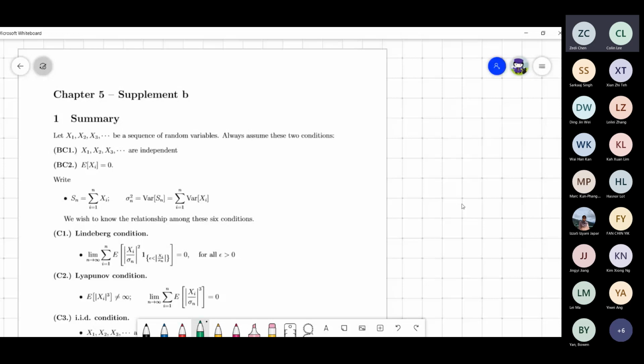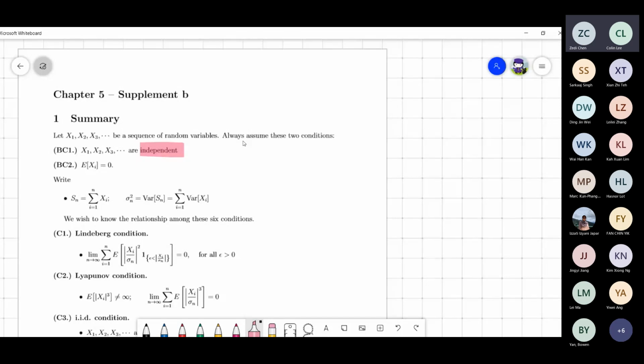I just list out the important results in these sections. Let's look at our setting. First, suppose we have a sequence of random variables x1, x2, x3, and so on. We always assume these two conditions. First of all, this sequence of random variables is independent. Secondly, we assume E of xi equals 0. Like I said, if E of xi is not 0, we may replace it with some other random variable. This is just to simplify our formula. This is the notation: Sn is the sum of xi, and we use the shorthand sigma n squared to represent the variance of Sn.